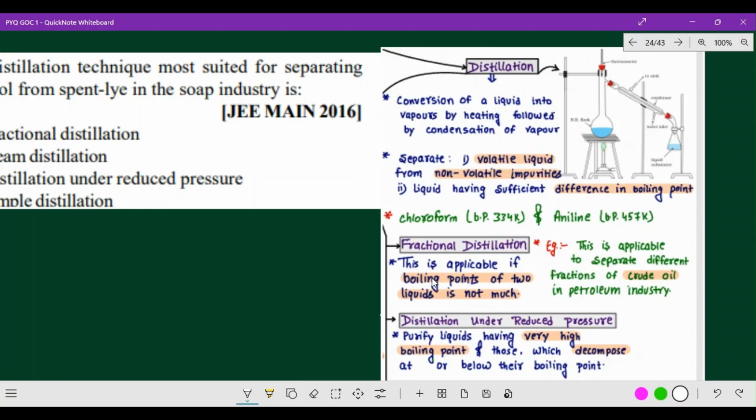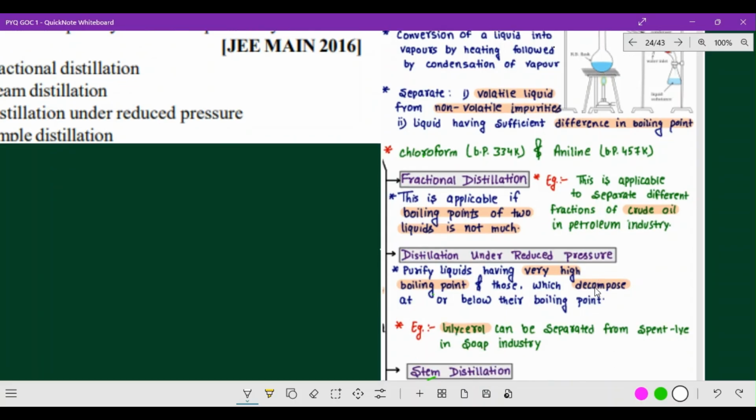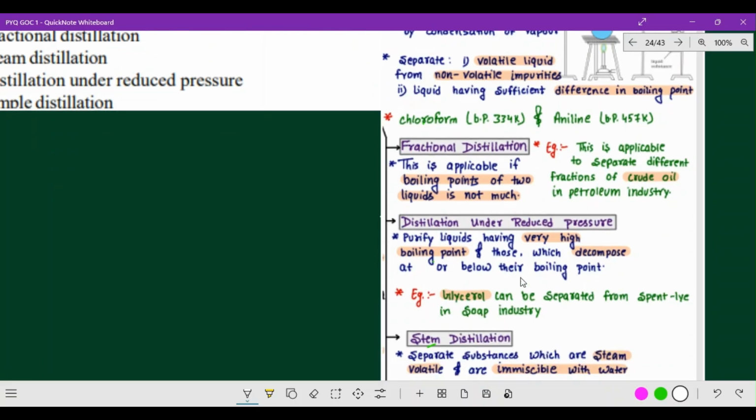This is applicable if the difference in boiling points of two liquids is not much. For example, this is applicable to separate different fractions of crude oil in petroleum industries. So this is fractional distillation. And next one, distillation under reduced pressure. Distillation under reduced pressure is used when the boiling point is very high.